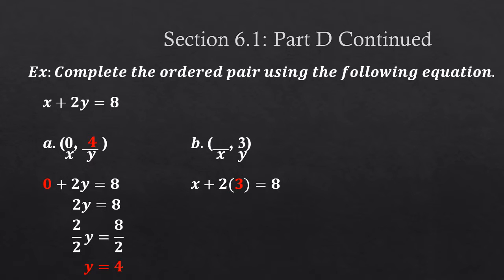2 times 3 is 6. So now you have x plus 6 equals 8. Solve for x by subtracting 6 on both sides of the equal sign. Therefore, x equals 2. So the missing half of point B was 2.